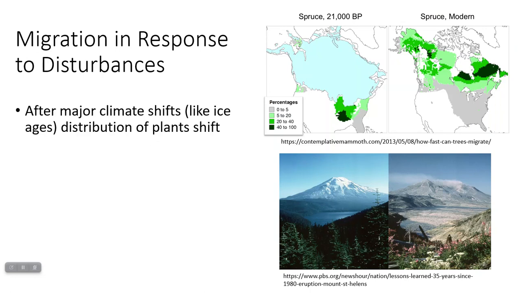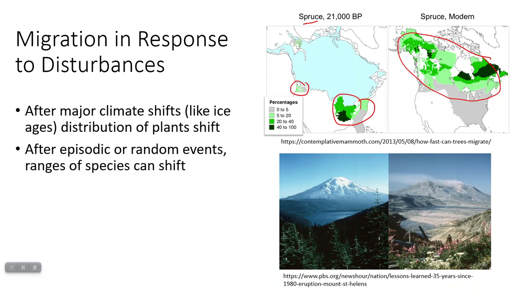So if you have these long-term climate shifts like the ice ages, that can change the distribution of plants. This diagram right here is showing you where spruce trees were living around 21,000 years ago during one of the major ice ages. They were living here and they were living here. Nowadays, with very decreased amounts of glacial cover, spruce have a much wider range. So those plants were able to shift their range in response to these more gradual changes in climate.